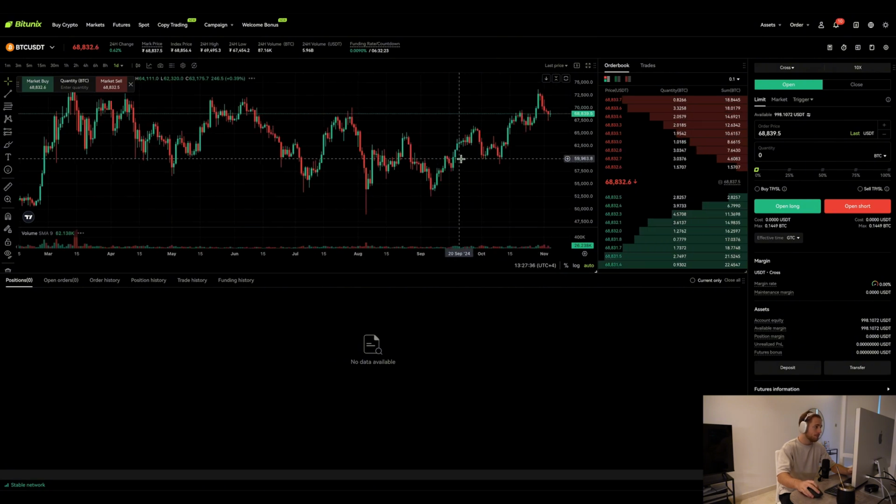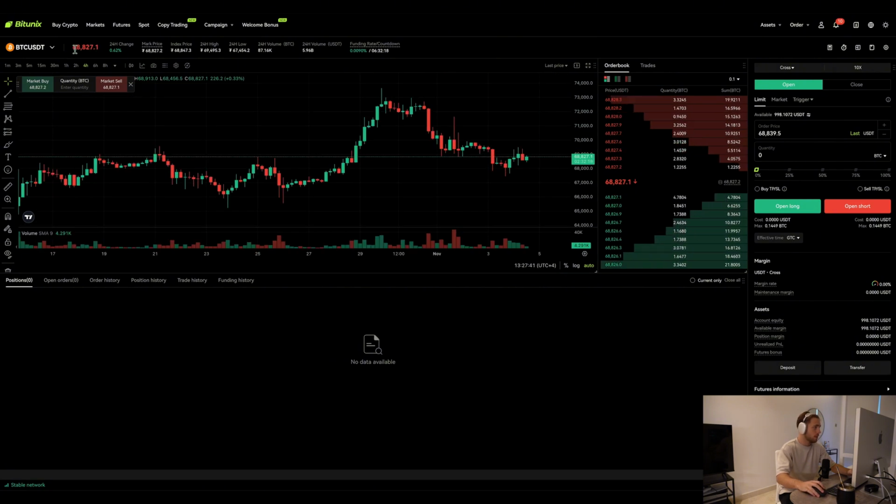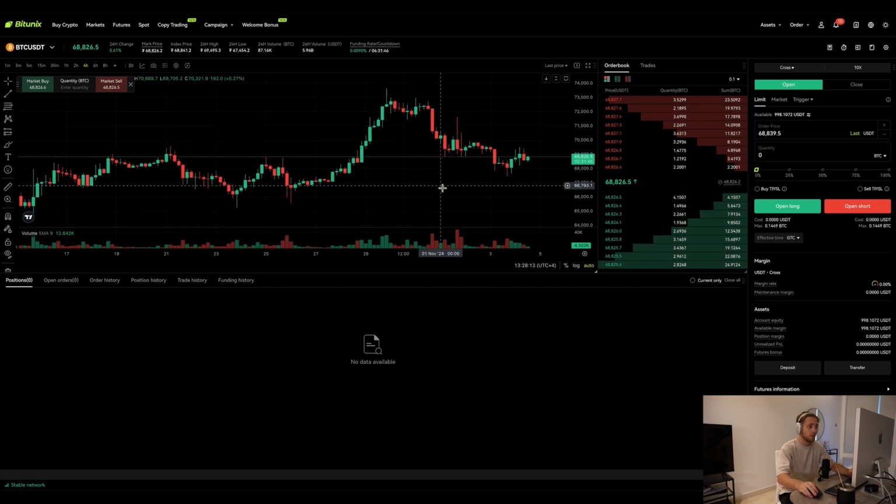Right? So here in the top section you can see the current price, 24-hour Bitcoin change, market price, index price, 24-hour high, which shows you the highest price in 24 hours. In this case is 69,400. 24-hour lowest price, which is in this case 67k. 24-hour volume in Bitcoin, 87,000 Bitcoin, and 24-hour volume in dollars is almost $6 billion here on BTC.